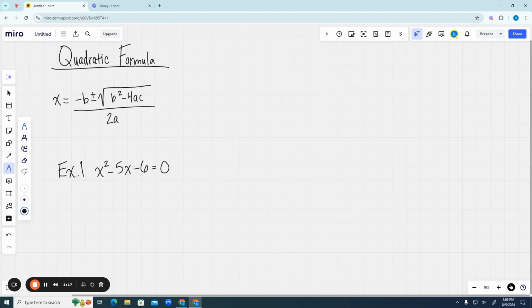I'm going to start by writing this. This is the standard form of the quadratic equation, and this is the form that our problem is in.